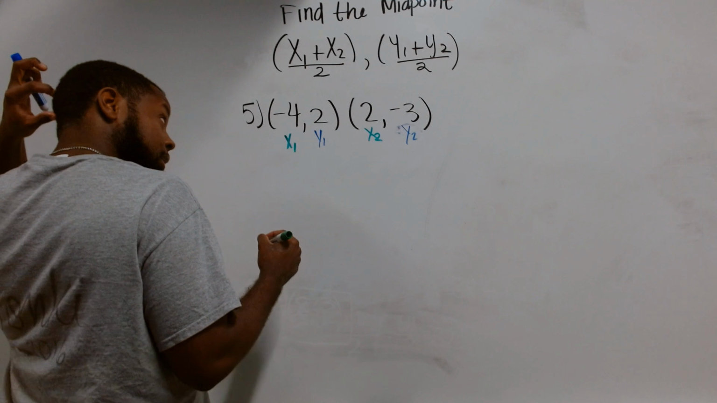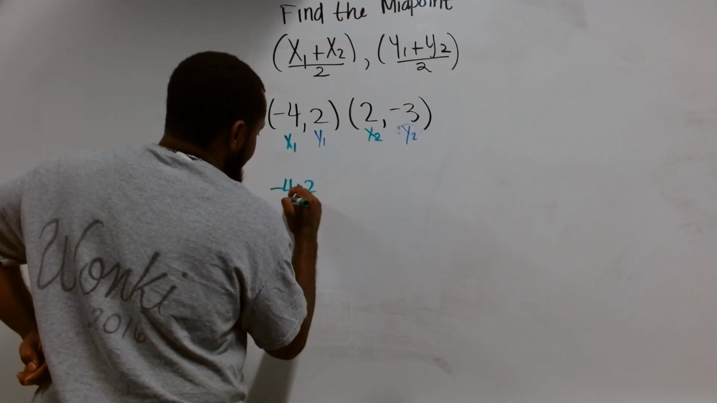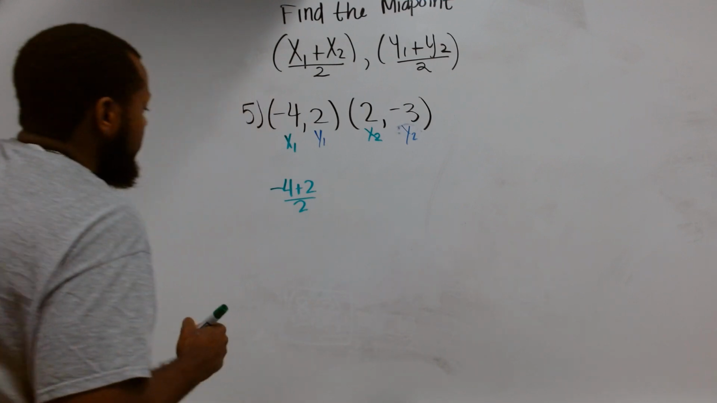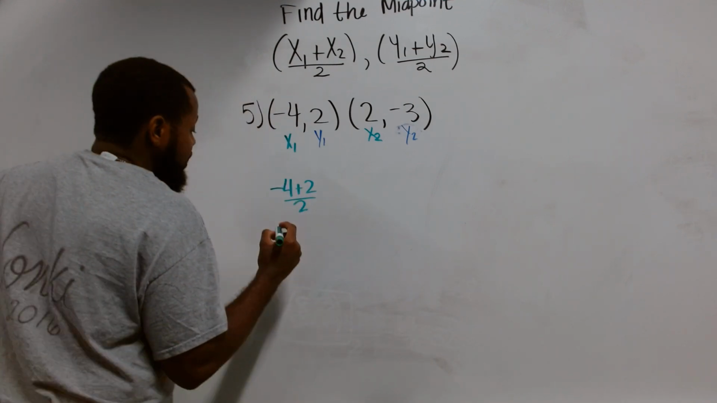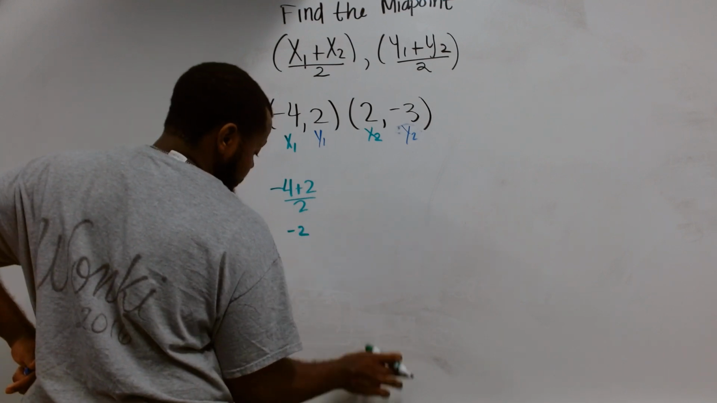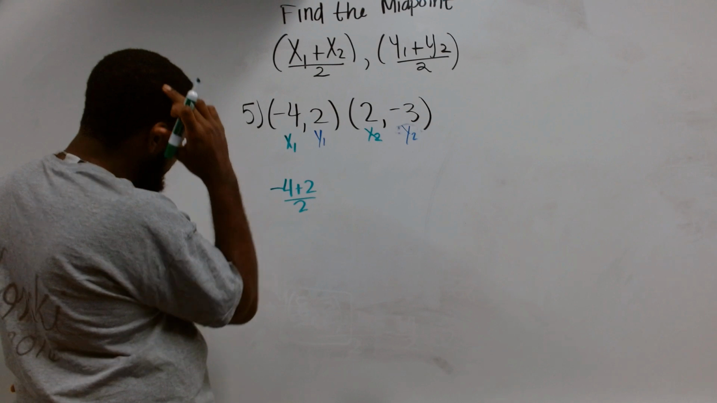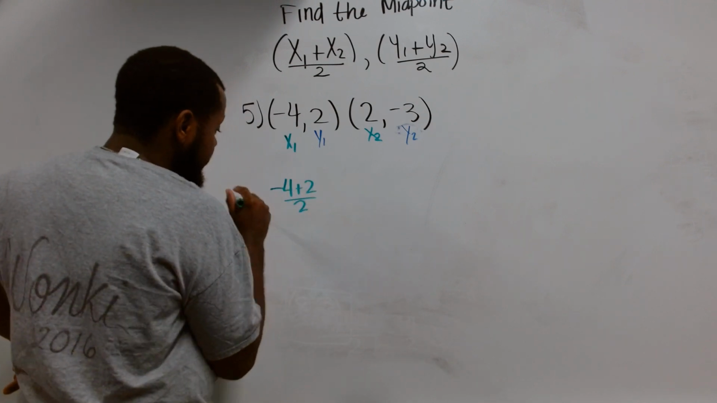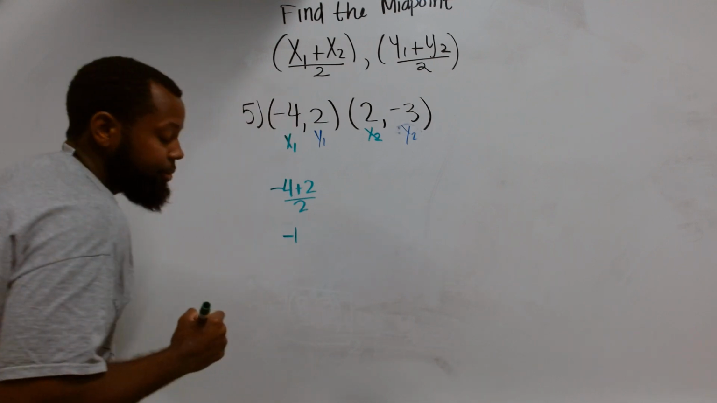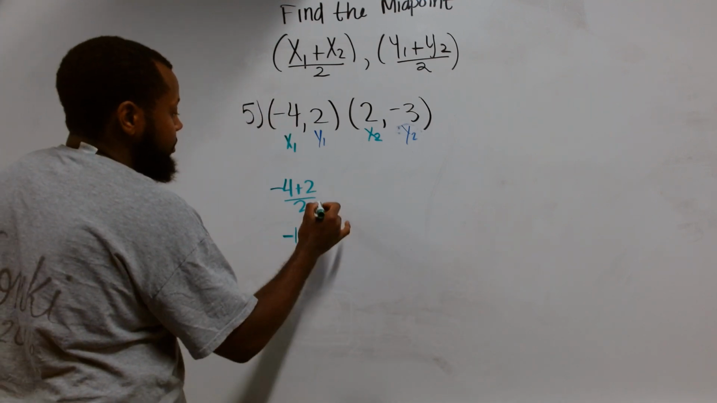Okay, let's solve the x's first. We have negative 4 plus 2 divided by 2. You owe someone $4. You give them 2. You still owe them $2. So since you owe them $2, half of that, negative 2, is negative 1. Half of negative 2 is negative 1.